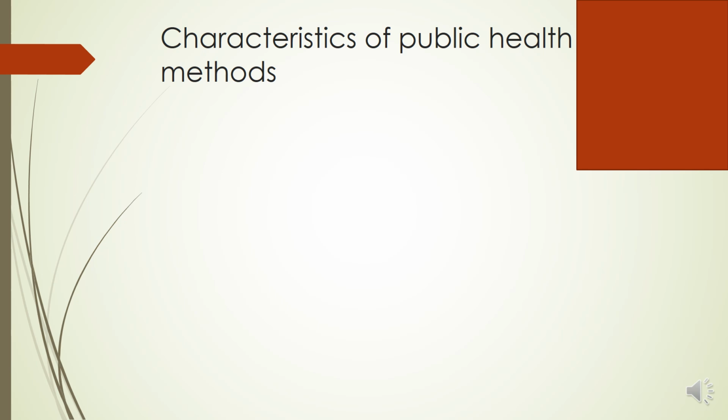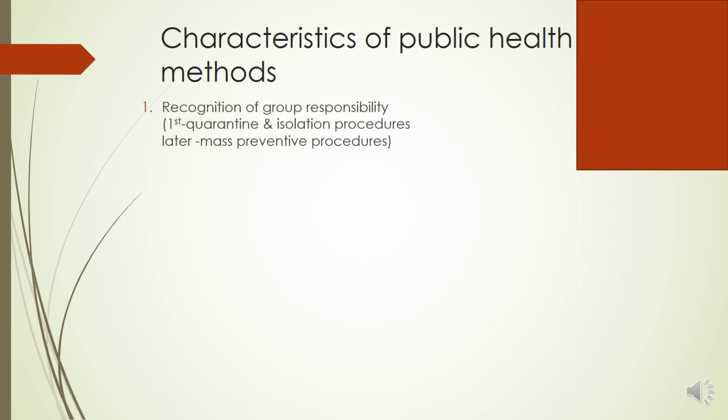Of the characteristics of public health methods, the first characteristic is the recognition of group responsibility. Public health work exhibits a certain number of characteristics that are different from individual practice in the same field. Most important is the fact that public health work must be done in areas where group responsibility is recognized. This concept led first to quarantine and isolation procedures and later to mass preventive measures.